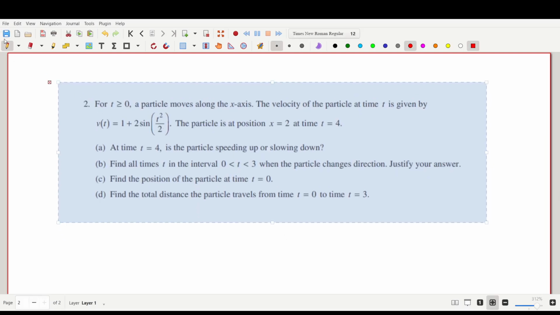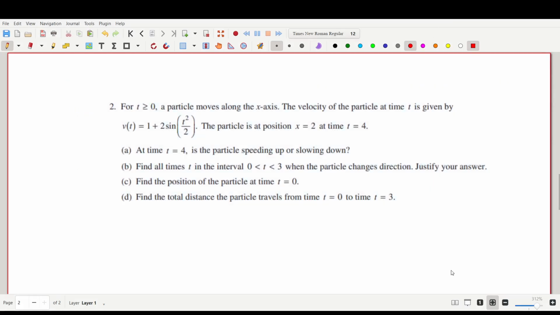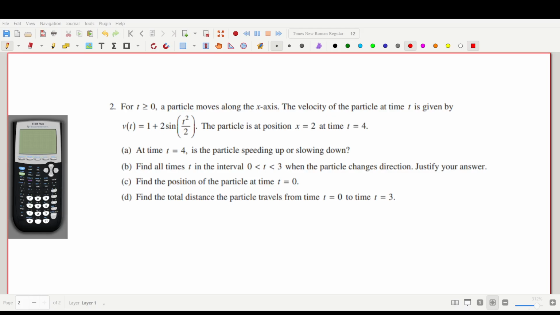Okay, this is AB 2016 problem 2. This is with calculator. I should turn on your ability to see my calculator. There you go. For t greater than 0, a particle moves along the x-axis. I should write down what this is. This is 2016 AB calc, problem 2. It's with a calculator.